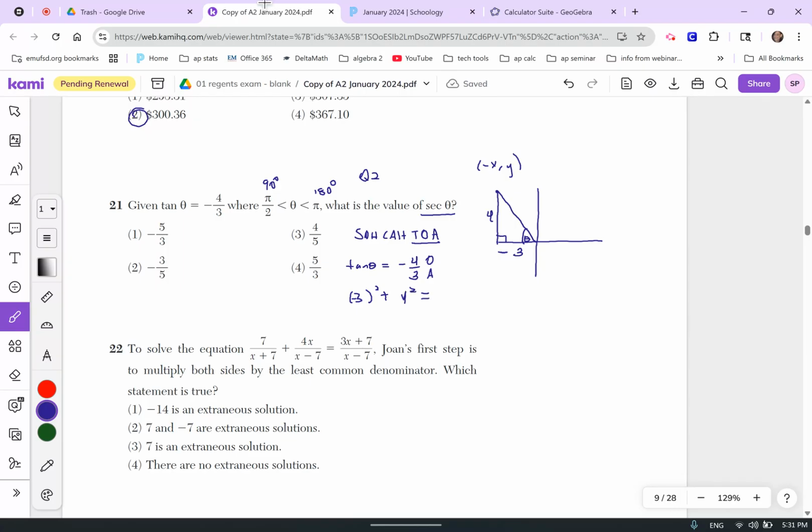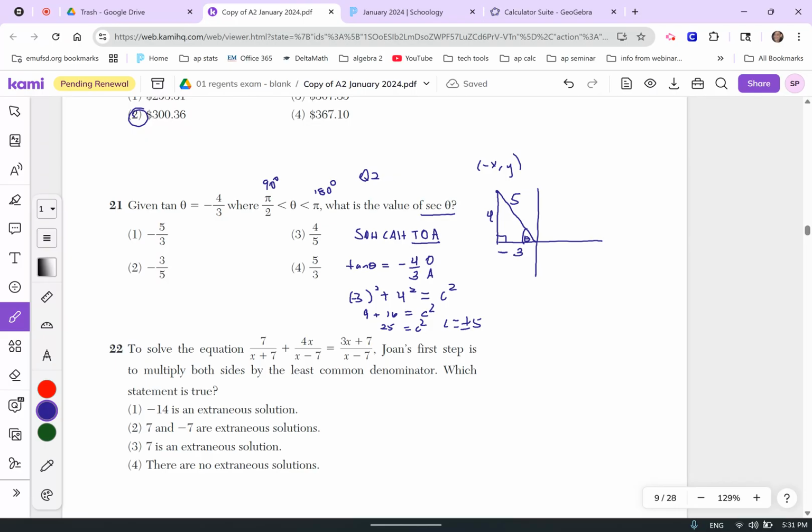I'm going to use the Pythagorean theorem since not everybody knows the 3, 4, 5 triangle. So this becomes 9 plus 16. Remember, when you're squaring a negative, it's positive. That's 25. You take the square root, and c is equal to plus or minus 5. But because you're finding the hypotenuse, it's going to be positive. It has to be, by definition.